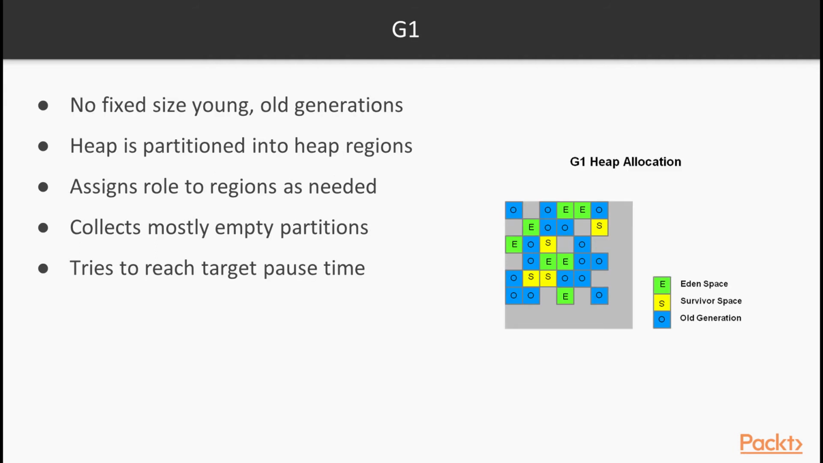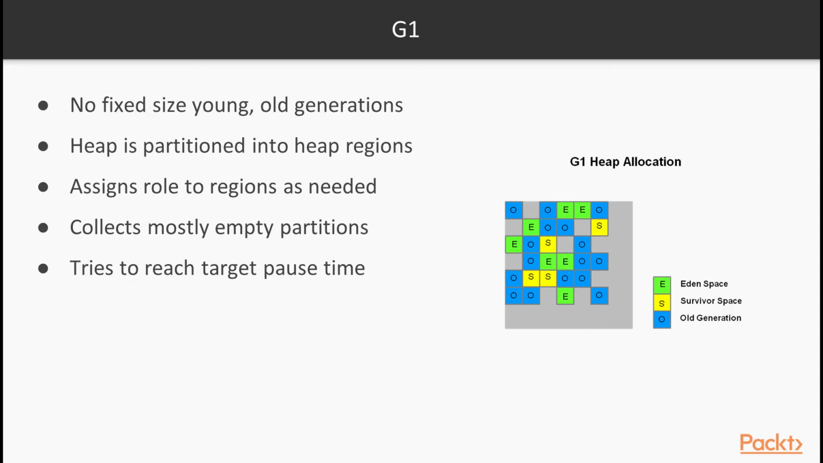The G1 garbage collector is a little bit different in that there is no fixed size young-old generation, like in the old, or let's say not that old, but older garbage collectors. But the heap is partitioned into heap regions. And the G1 collector and memory management generally assigns roles to regions as needed.